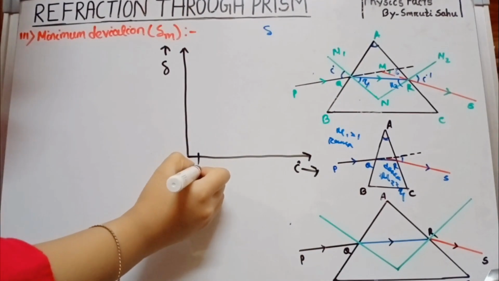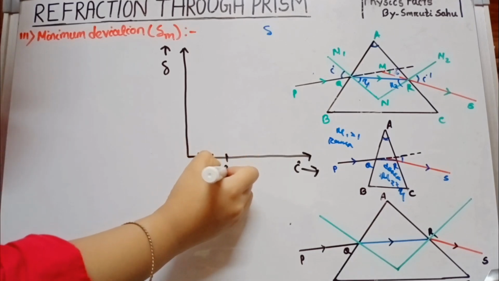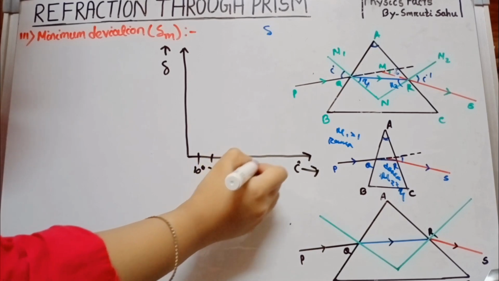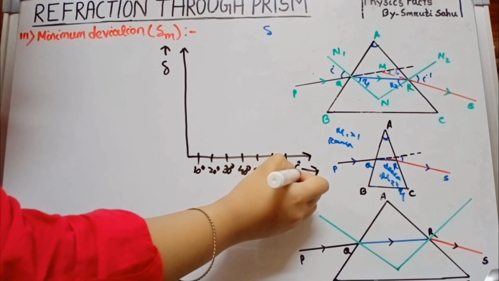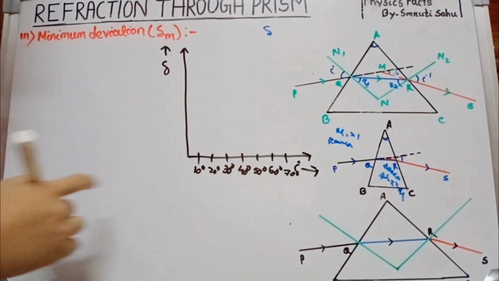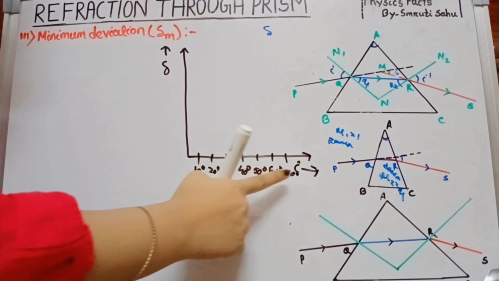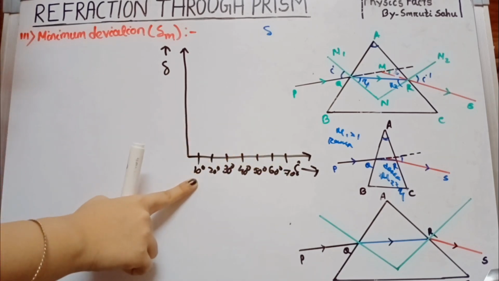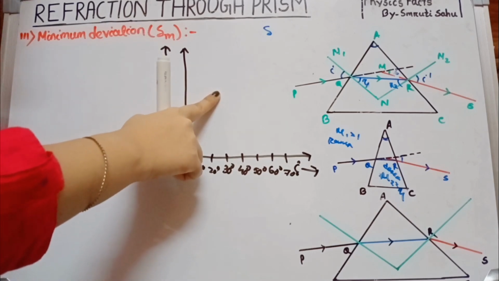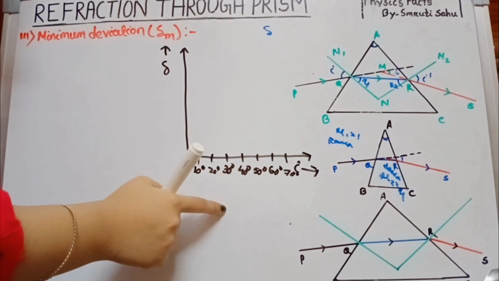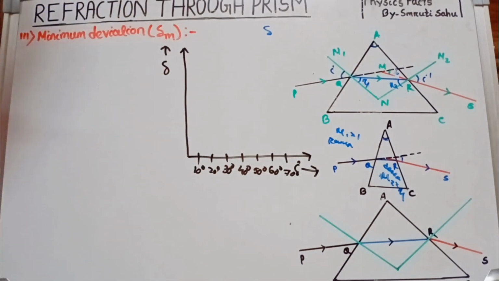When angle of incidence is 10 degree, 20 degree, 30 degree, 40 degree, 50 degree, 60 degree, like this, what is the angle of deviation? We take angle of incidence for different cases, and for these different cases, we first do the experiment and put the values in this graph. Then here what we got?